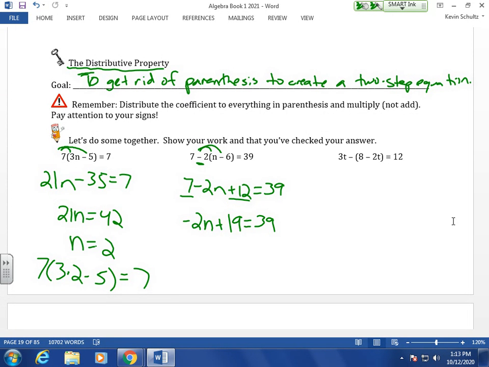Again, multi-step, right? There's stuff that we have to do first. But now that we're at this point, subtract 19 from both sides. Negative 2n equals 20. Opposite operations, divide by negative 2. And n equals negative 10.